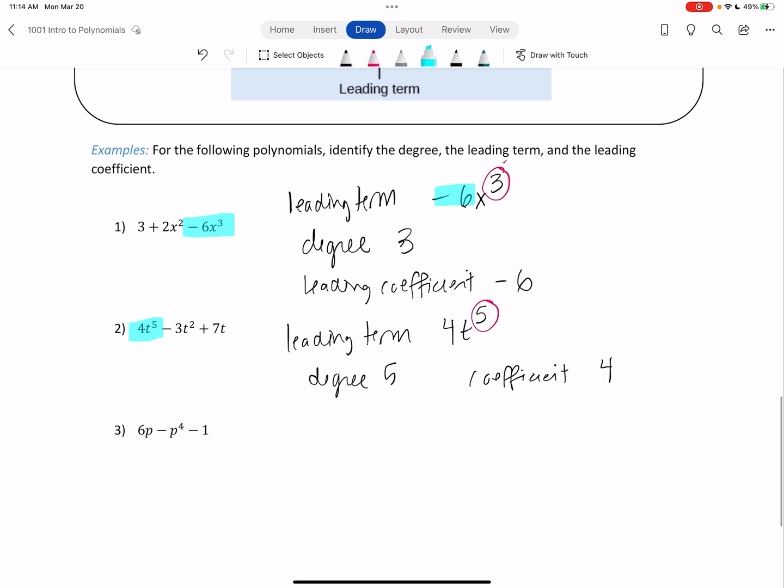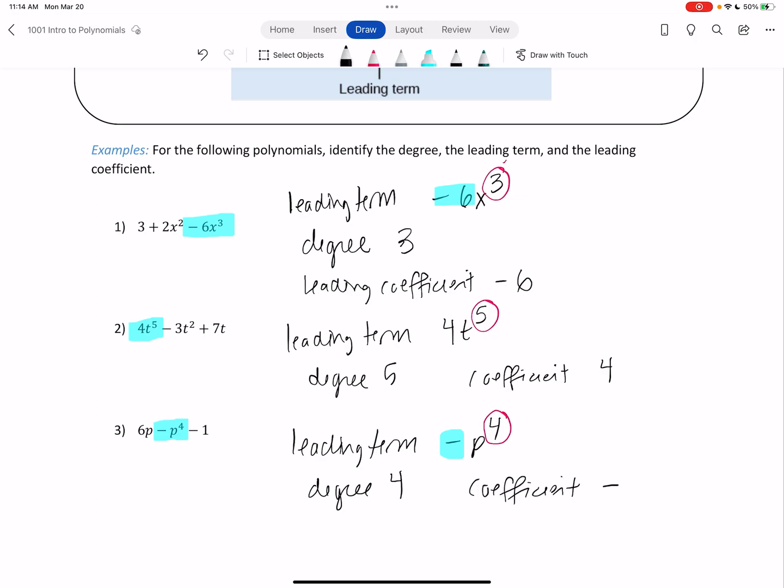Okay, last example, 6p - p^4 - 1. If you look across all of those, the one with the highest exponent is that -p^4. So the leading term is going to be -p^4. The exponent is 4, and the leading coefficient is that negative sign in the front, right? So the degree, the exponent, is the 4. The coefficient has to be a number, so it can't just be that negative sign, but remember, multiplying by a negative is really the same as multiplying by -1. So my leading coefficient is going to be -1.